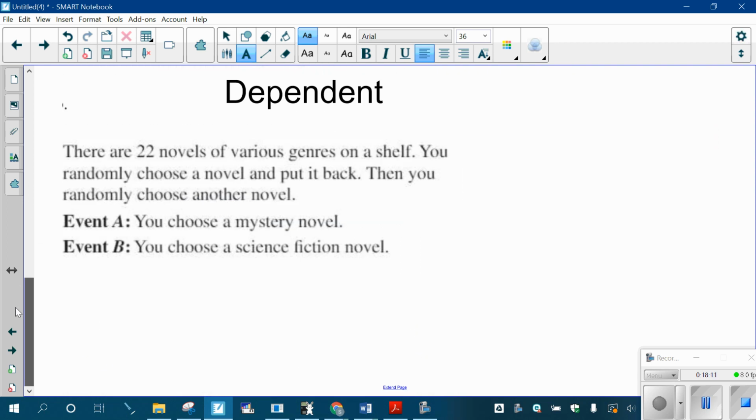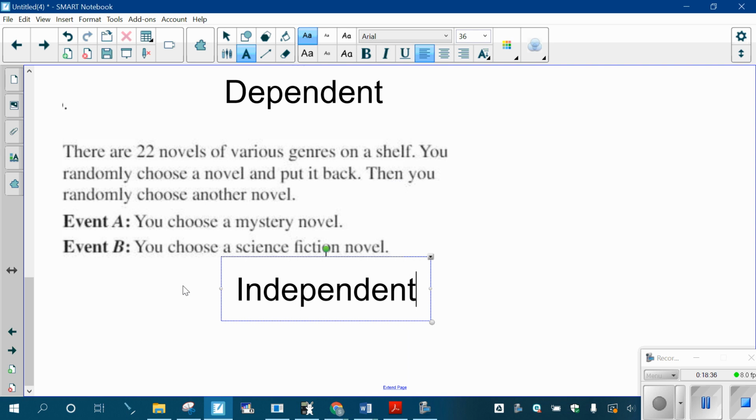Let's look at one more example here. There are 22 novels, a bunch of different genres on the shelf. You choose a novel, put it back, and then choose another. This probability is about you choose a mystery and then you choose a science fiction. Are these dependent or independent? Think about that for a second. These are totally going to be independent, because once you put that novel back, well, then it's still up for grabs. So you didn't really change anything for that second.